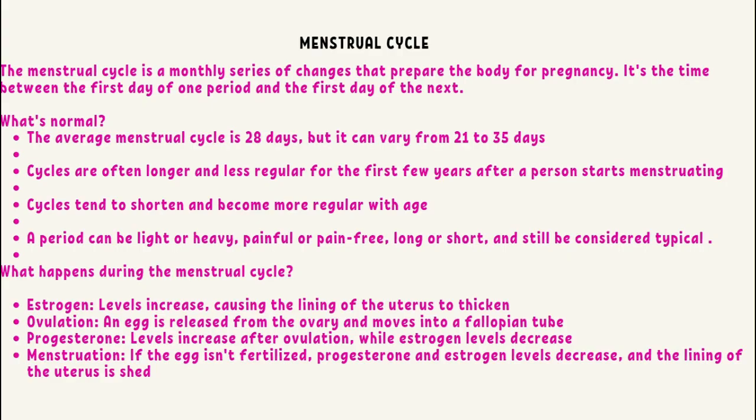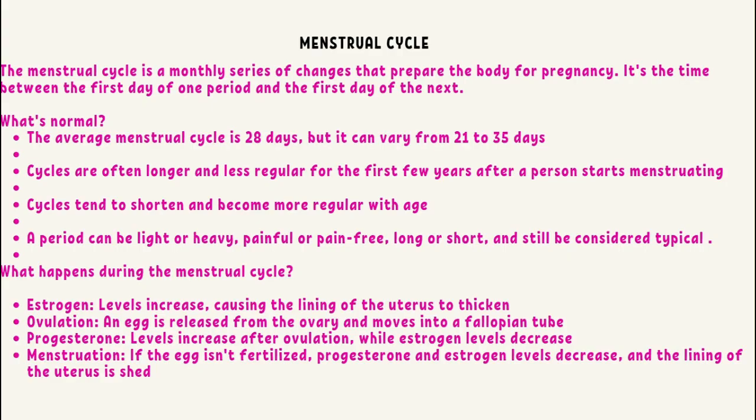Cycles are often longer and less regular for the first few years after a person starts menstruating. Cycles tend to shorten and become more regular with age, and a cycle can be light or heavy, painful or pain-free, long or short, and still be considered typical. Pain being associated with it is seen as normal, and basically it is very much normalized in today's society, right?